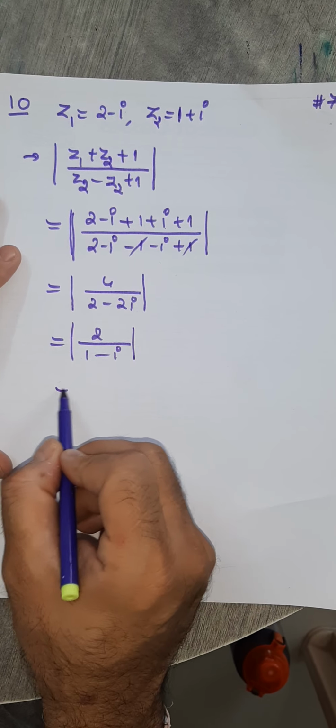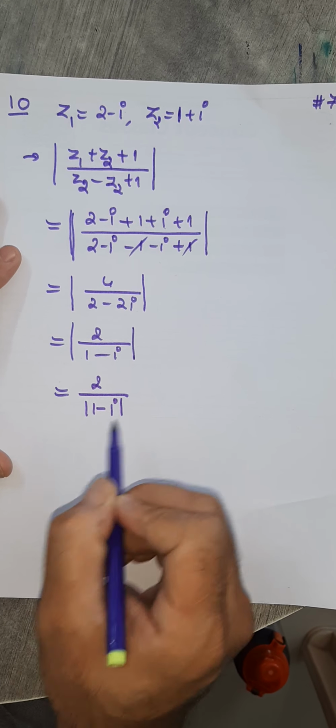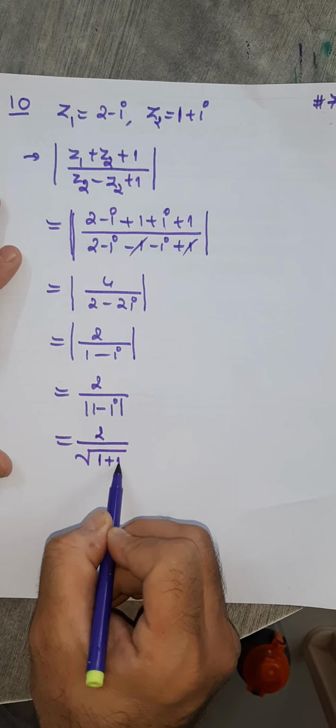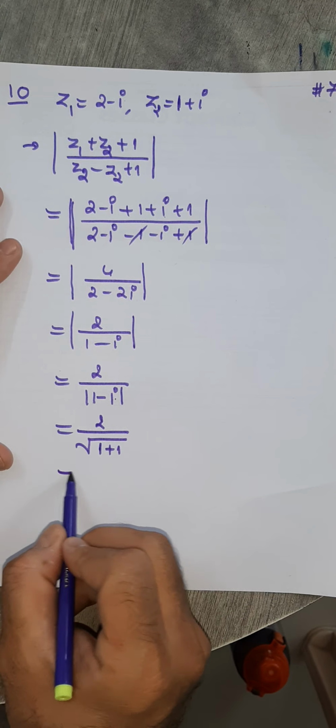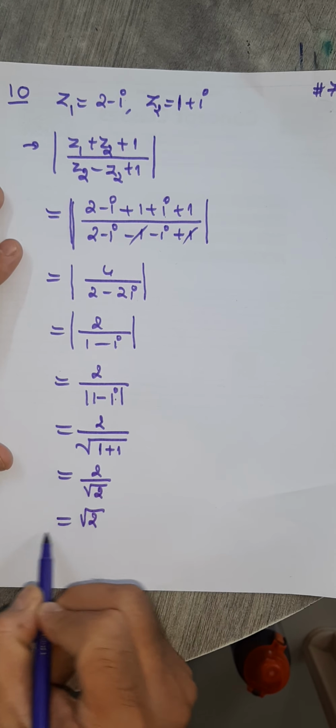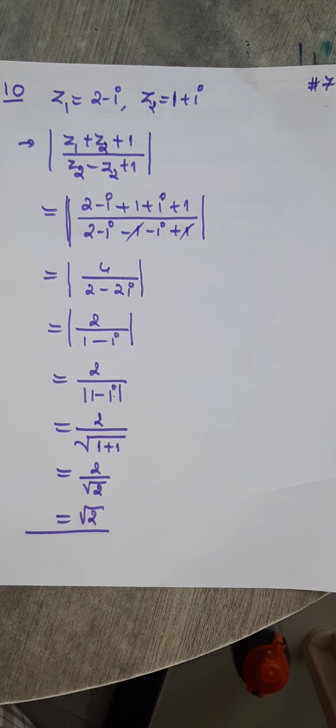Now this means modulus of 2, which is 2, upon modulus of 1 minus iota. So this is 2 upon root of 1 plus 1, real part square plus imaginary part square. So 2 upon root 2. So here this is just root 2. This is the simplification of the given expression.